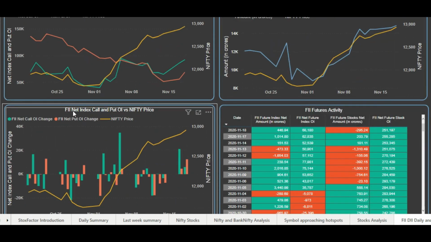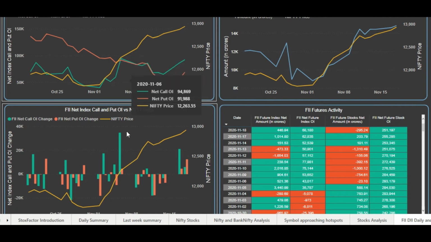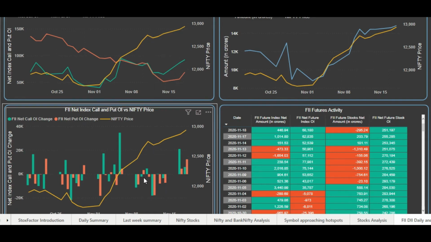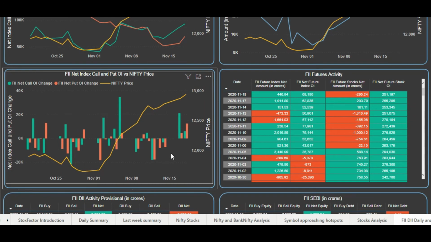Now coming to the FII net index call and put OI. This graph is the same, but we are using a slightly different representation. That one was the total number, and now we are showing the net change as compared to the previous day. So you can see here the bars instead of the lines. For example, on the last trading day we can see the change in the put OI as compared to the previous day. As compared to the previous day, today they have added positions.